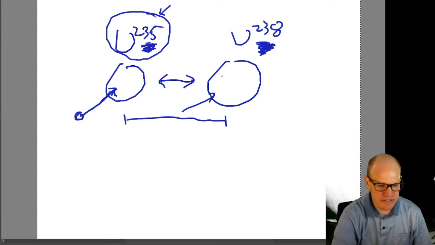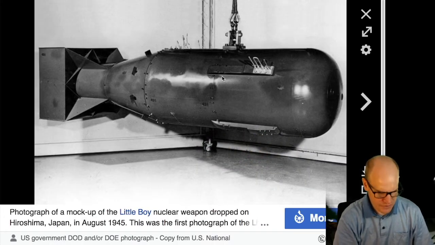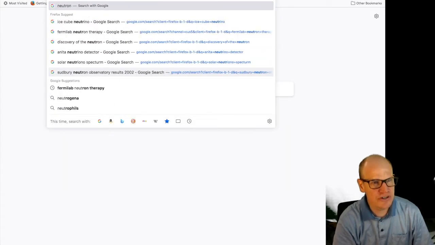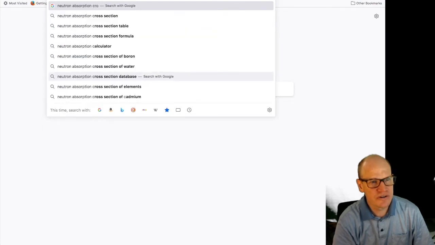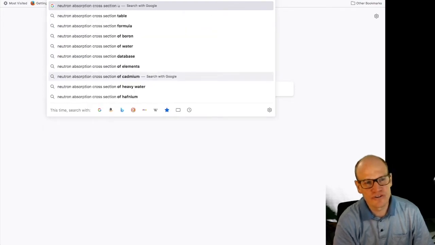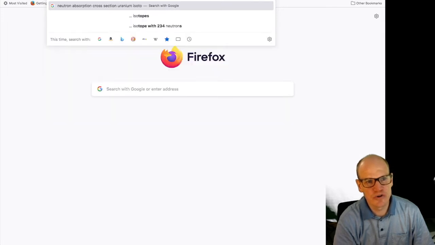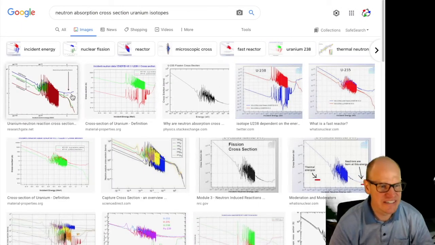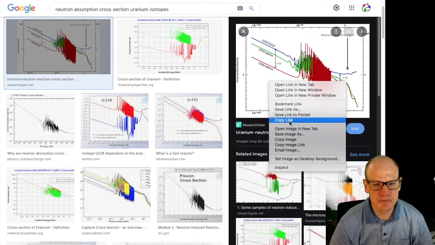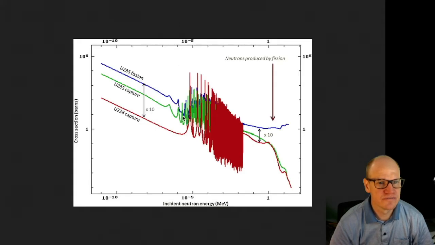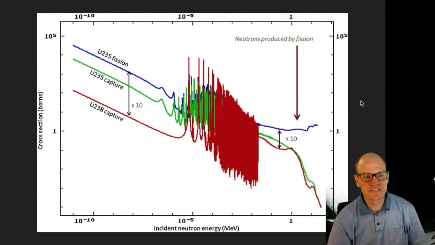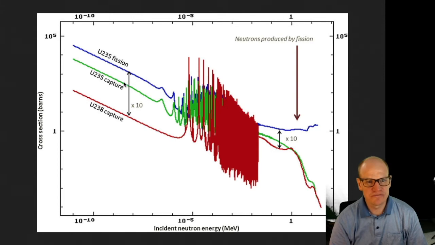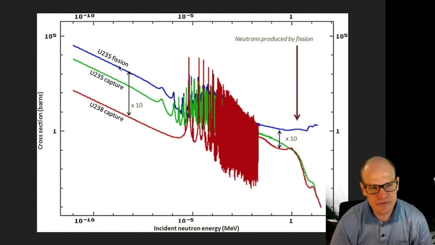So let's take a look momentarily at the neutron absorption cross-section for uranium isotopes. So if this works properly, yes, this is what I'm talking about. Here's what I'm talking about right here. So we will steal this person's image. Okay, so this is the probability of fission for these two different elements. So uranium-235 has this fission cross-section.